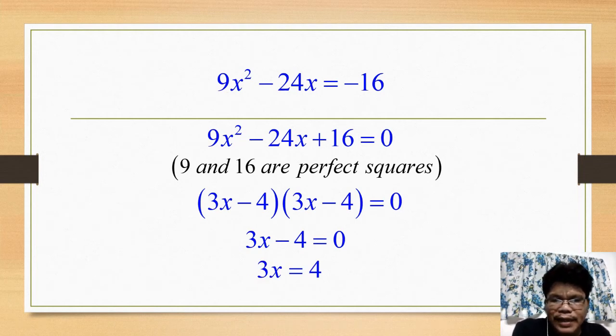So the coefficient of x is 3. So you need to divide both by 3. So that's why it becomes 4 over 3. So the answer are both 4 over 3. The other one is also 4 over 3.